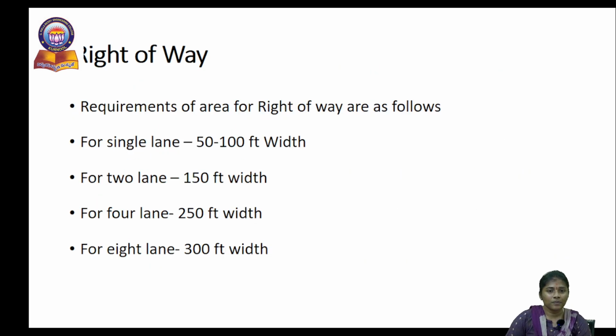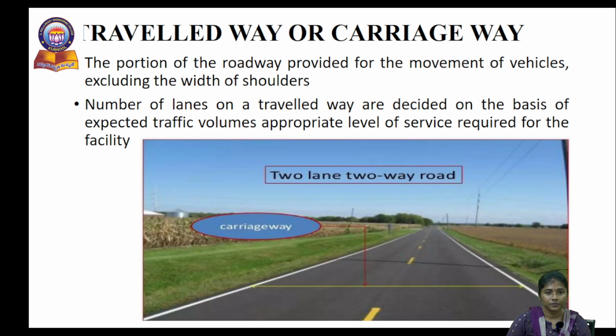As per IRC recommendations, if it is a single lane road, then the right of way must be 50 to 100 feet width. For two lane roads, right of way must be 150 feet width. For four lane roads, it is 250 feet width. For 8 lane roads, it is 300 feet width. So next is travelled way or carriageway.